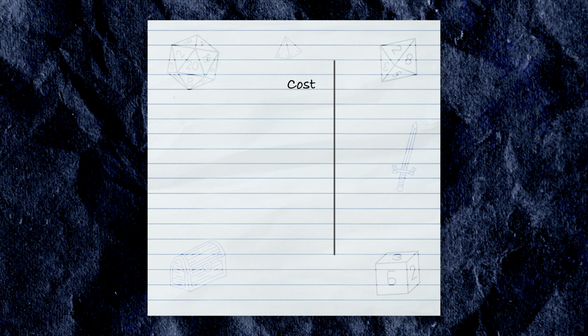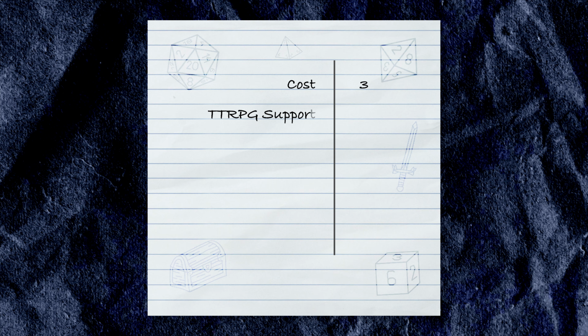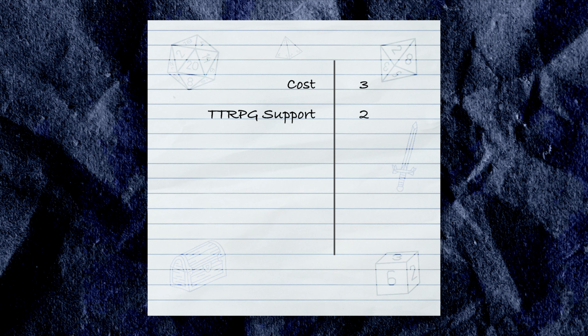Cost is a 3 because the free tier is fully featured and 200 megabytes of storage is very generous and I've never run out of room. TTRPG support is a 2. There are some generic character sheet extensions and then some specific ones for a few systems as well. There are basic trackers for monsters but no stat block support.